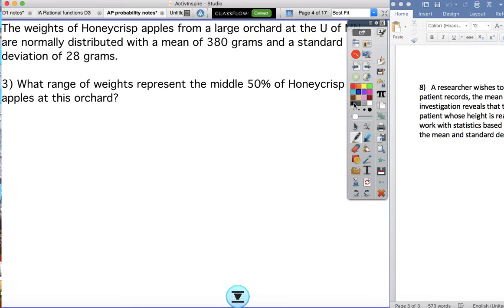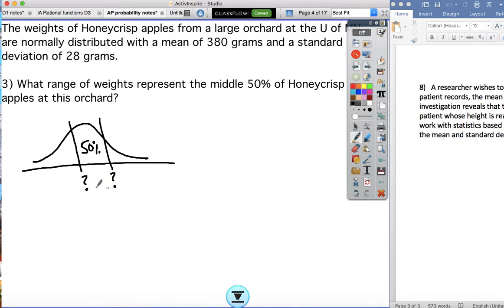Okay, middle 50%. So a picture might be helpful here. Middle 50%, not a perfect drawing, but you get that general idea. It's asking for what are these weights? Between what range of weights?